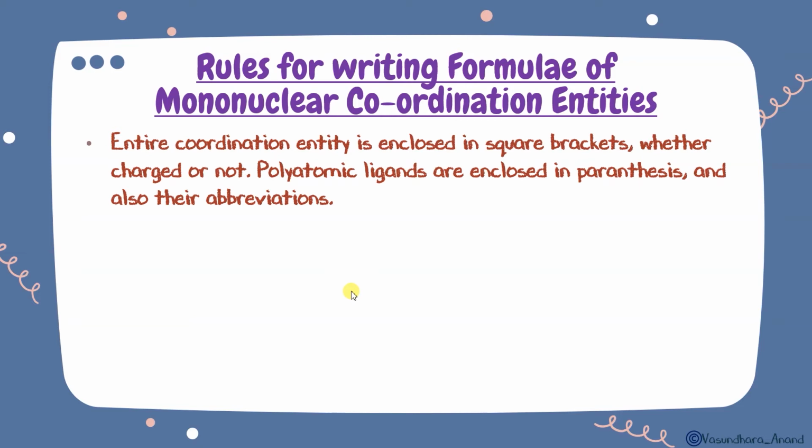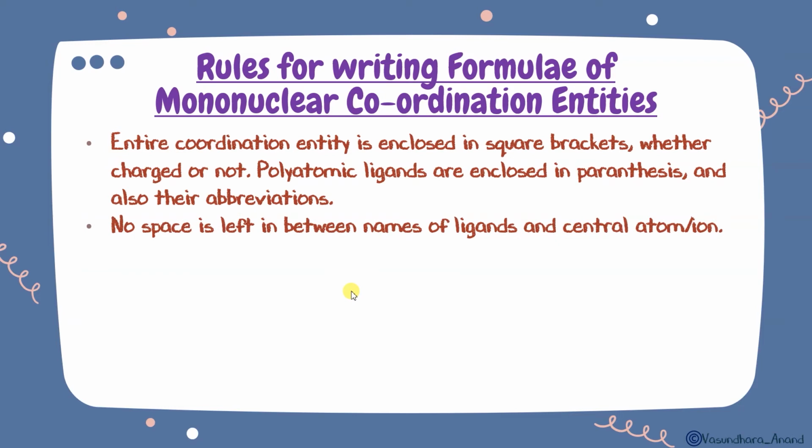Like if it is Cl, monodentate, unidentate, we can write simply without any parentheses. But if it is bidentate, tridentate, like en is there, like GLY is there, PY is there, it should be written in the bracket. There should be no spaces left in between the names of the ligand and the central atom. हम कोई भी formula, whatever abbreviation and central atom we are writing, there should be no space in between that.